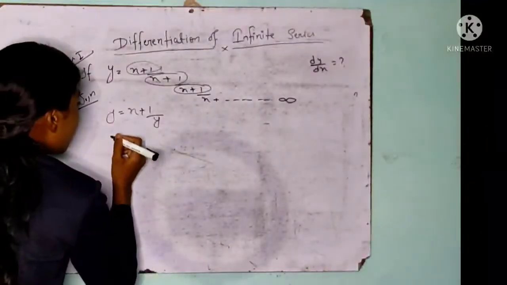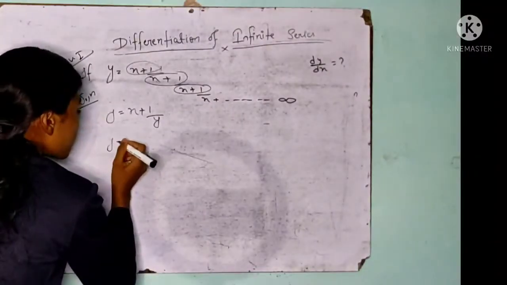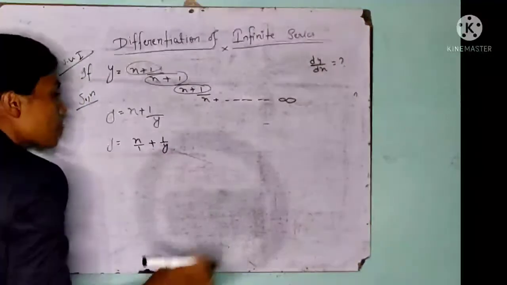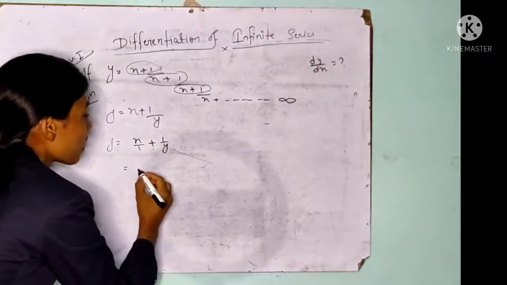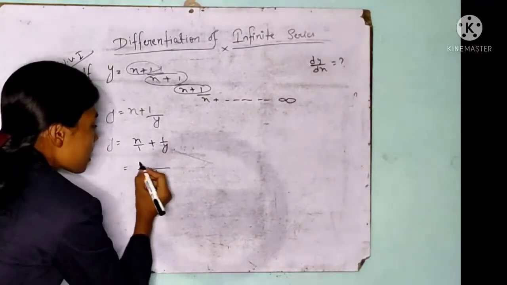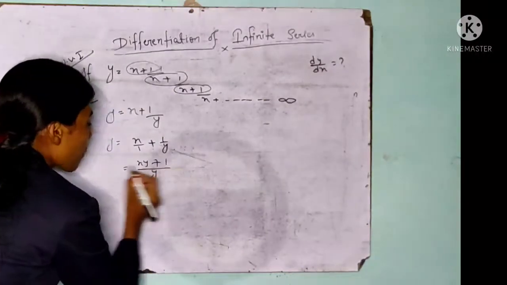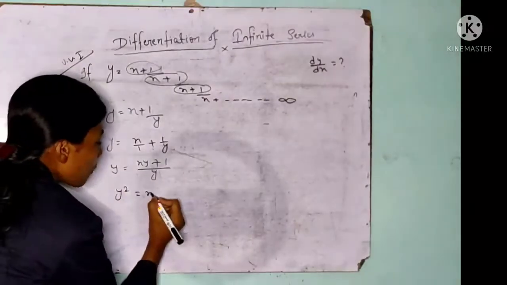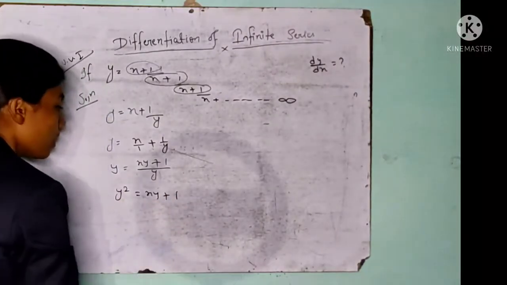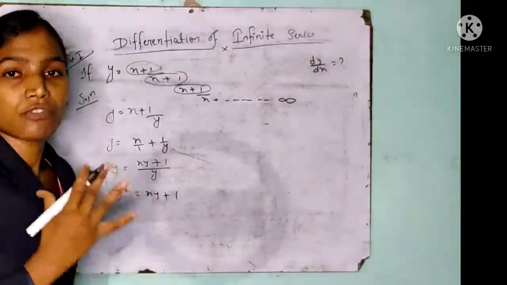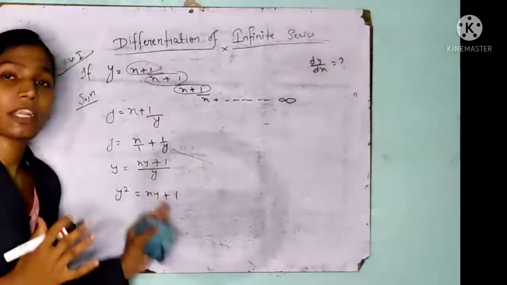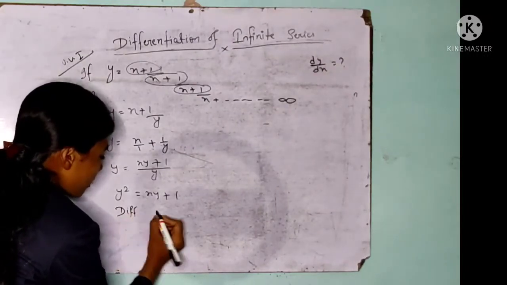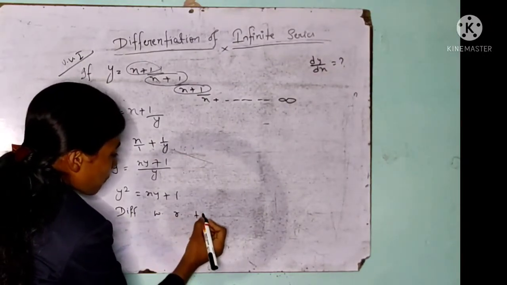Now what happens? We separate this function: y equals x plus 1 by y. Now see, we take the LCM, so we get a separate function: y squared equals xy plus 1. So we get y squared equals xy plus 1, one separate function. Now that we have a separate function, we apply differentiation, so we differentiate with respect to x.